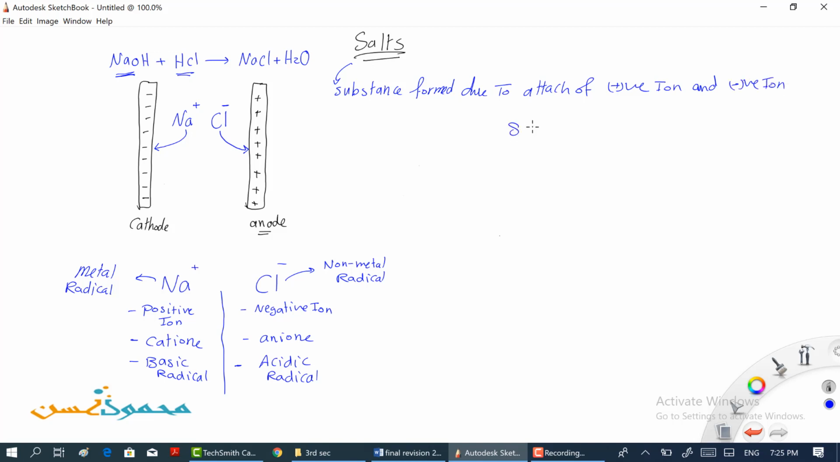What are the sources? Sources of the salts: found in the rocks and Earth's crust, may be found dissolved in seawater.